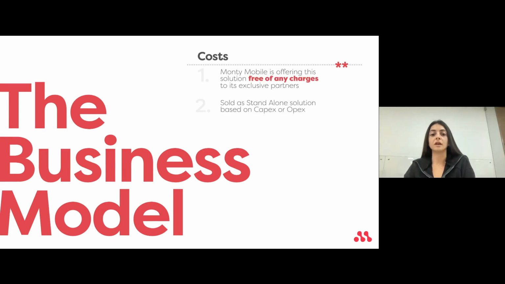In terms of the business models, we do offer this platform free of any charge to any operator who is already a partner of Monty Mobile based on exclusivity or preferential partnership on the A2P international SMS monetization. And on another option, we can also offer it as a standalone solution based on a CapEx or an OpEx model. After we study the topology of the network setup, we assess how the solution has to be implemented, and the commercial offer will be decided on accordingly.